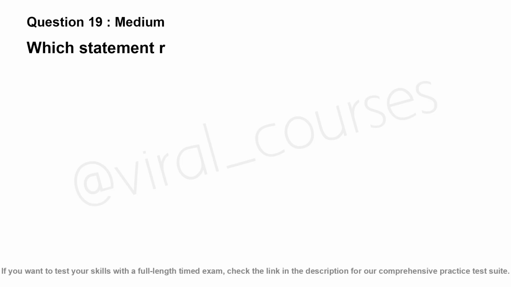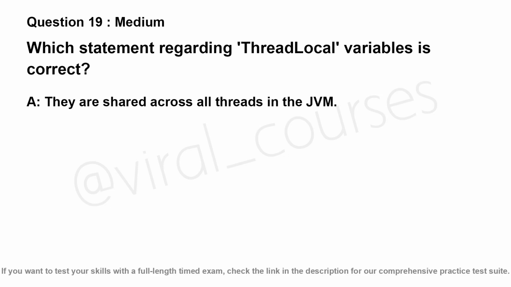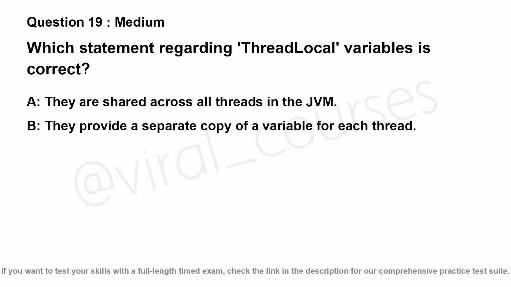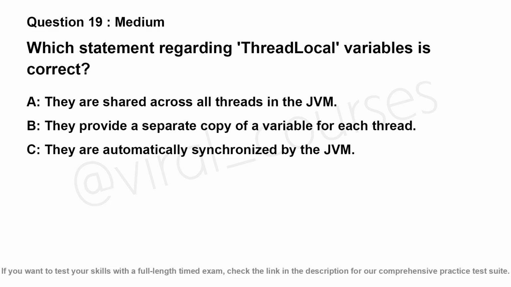Which statement regarding thread local variables is correct? Option A. They are shared across all threads in the JVM. Option B. They provide a separate copy of a variable for each thread. Option C. They are automatically synchronized by the JVM. Option D. They can only store primitive data types.